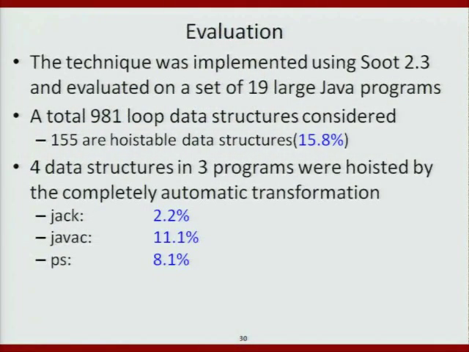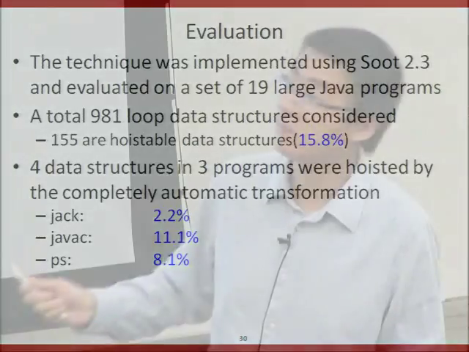The analysis was implemented using the SOOT 2.3 framework and evaluated on a set of 19 large Java applications. In these 19 large Java applications, a total of 981 loop data structures are considered, in which we found 155 are completely hoistable data structures. However, our completely sound and automatic transformation was able to hoist only 4 data structures in 3 programs completely automatically, because of the 2 reasons that I mentioned.